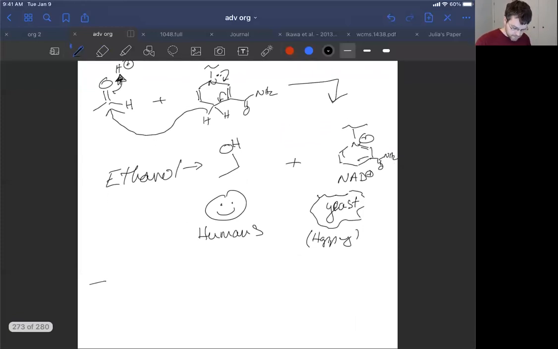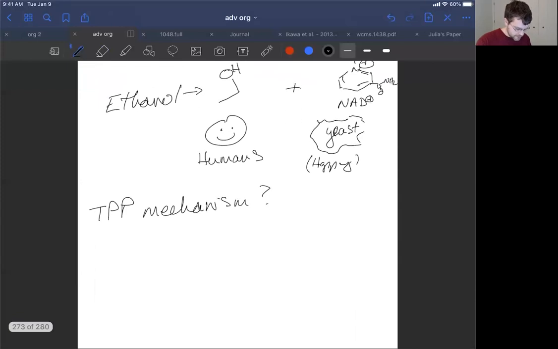So what's this TPP mechanism? Hopefully this isn't the last time we see these types of things. So TPP is thiamine diphosphate.